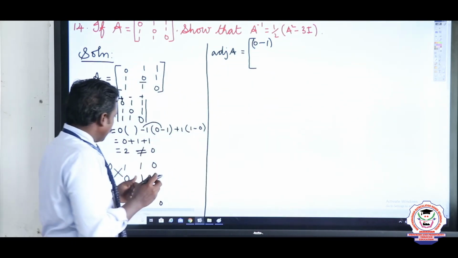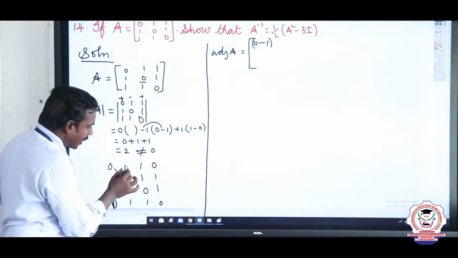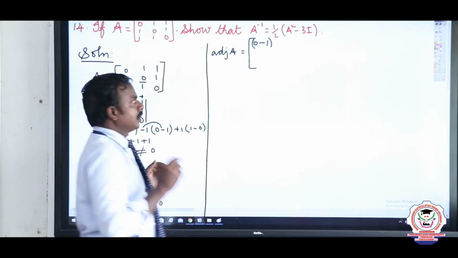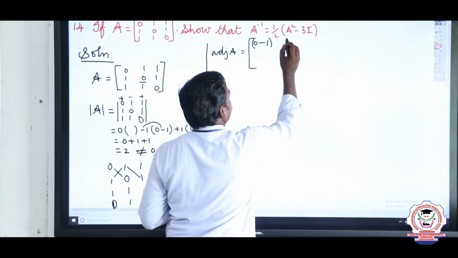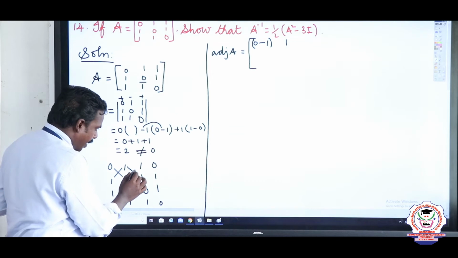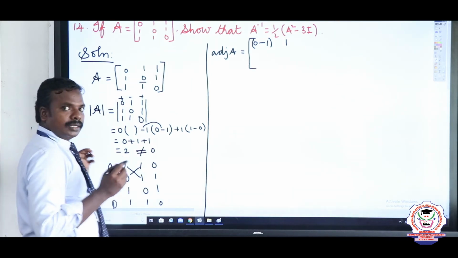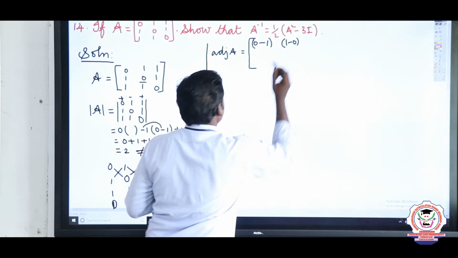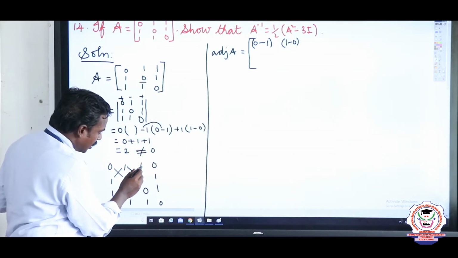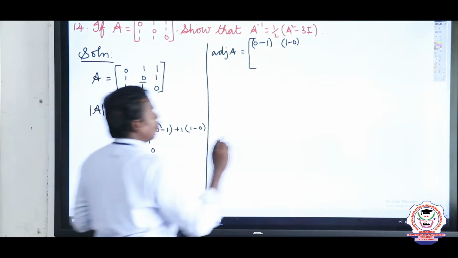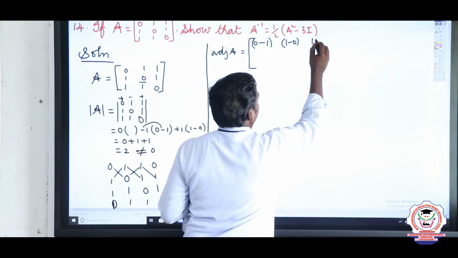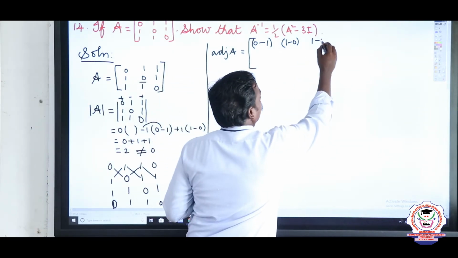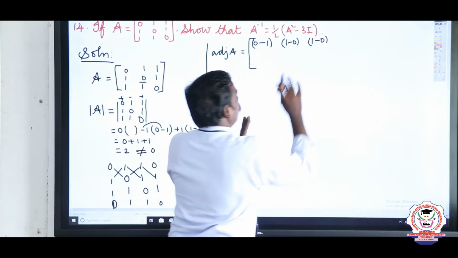Next, listen, first row second element. So 1 into 1 is what? 1. So 1 minus 0 into 1, 0. 1 minus 0. Next, first row third column, 1 into 1 is what? 1 should come, 1 minus 1 into 0 is what? 0. Here first row over.